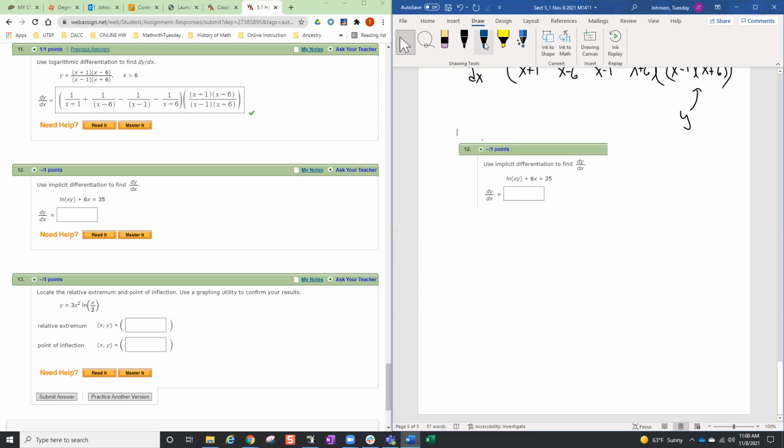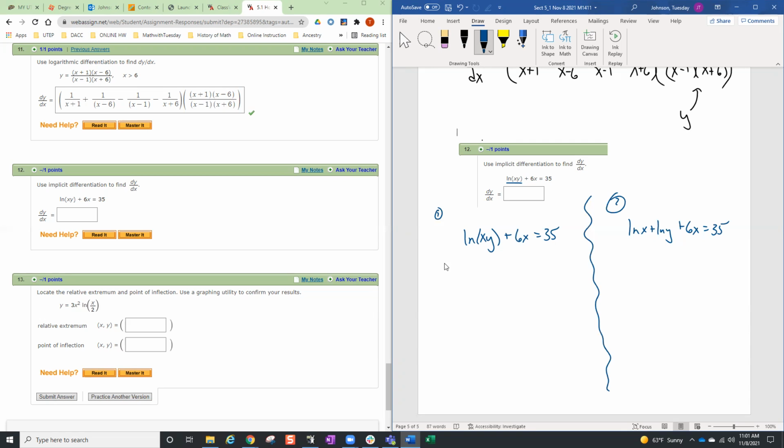So we have, let's go with blue. When I look at the natural log of xy plus 6x equals 35, I have a product rule inside, or I could have a little bit of algebra here to separate them. Now, we could do this problem either way. So I'm going to show you two ways. First way, second way. Now, to leave it alone and just suck it up and do it, right?